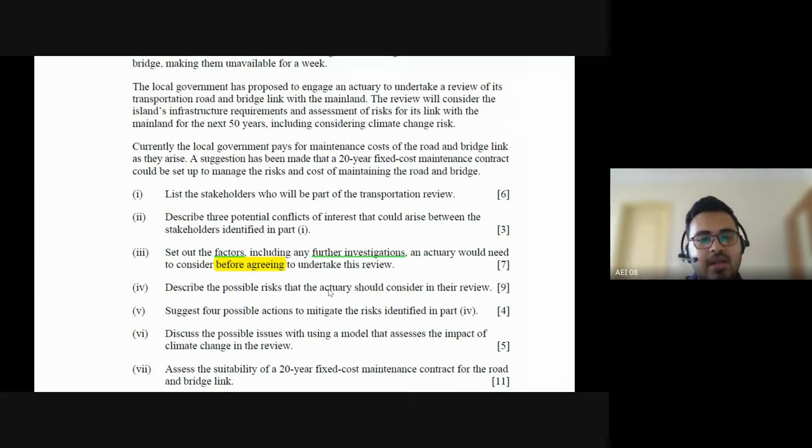So without digressing, let's come back to this. Set out is the ask. So I have to set out. What do I have to set out?